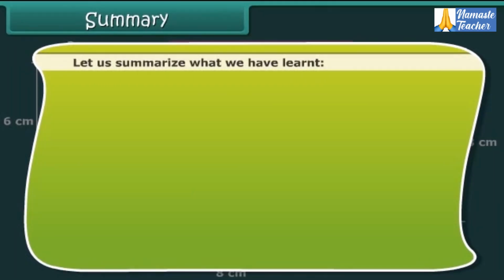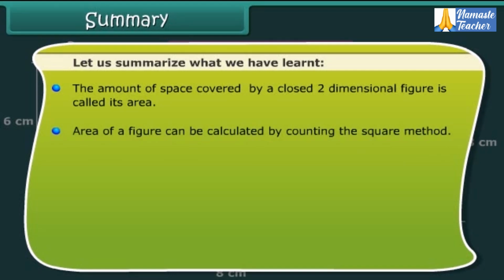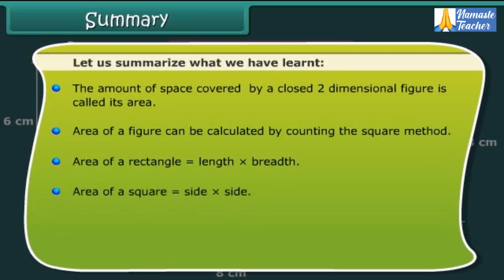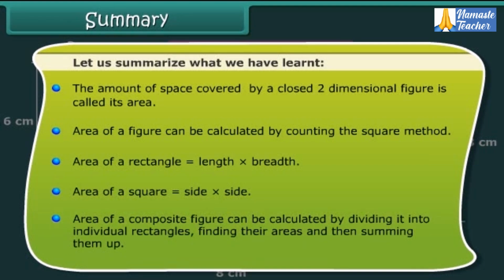Let us summarize what we have learned. The amount of space covered by a closed two-dimensional figure is called its area. The area of a figure can be calculated by the counting the square method. The area of a rectangle is equal to length into breadth. The area of a square is equal to side into side. The area of a composite figure can be calculated by dividing it into individual rectangles, finding their areas, and then summing them up.